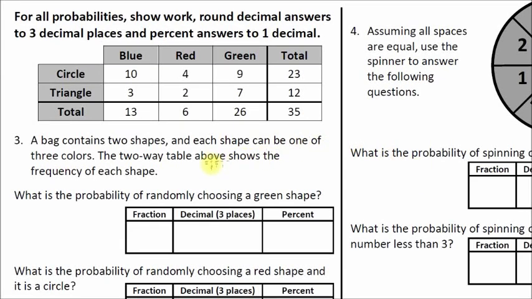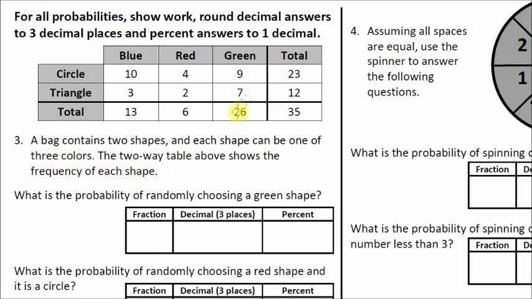Welcome back, class. We're looking at question number 3 in the stats probability unit. Here's the prompt. For all probabilities, show work, round decimal answers to 3 decimal places and percent answers to 1 decimal. All right, so we've got a two-way table here, and here is the prompt. A bag contains 2 shapes, and each shape can be one of the 3 colors. The two-way table above shows the frequency of each shape.